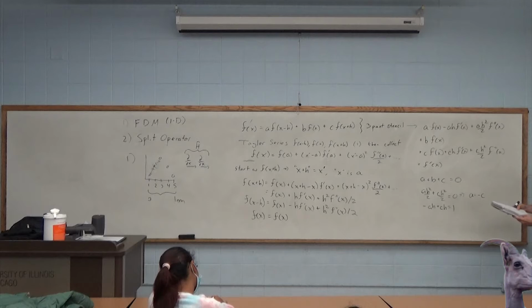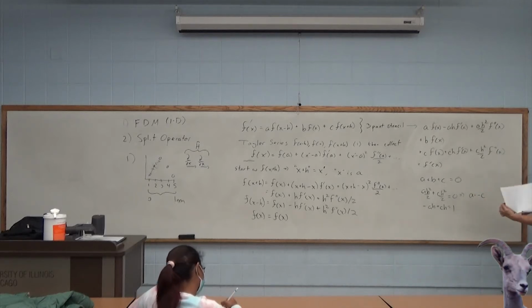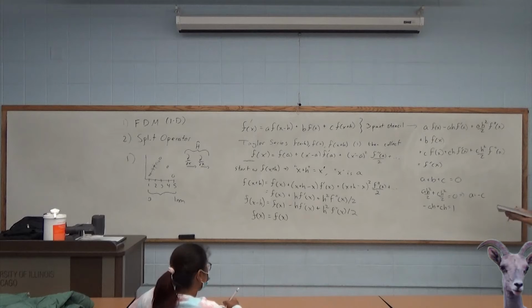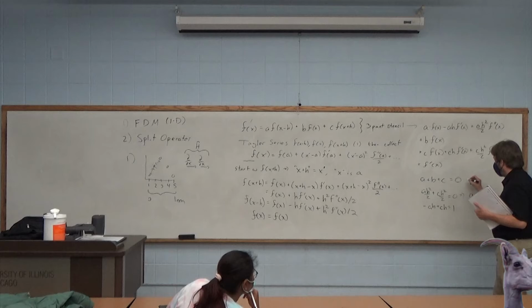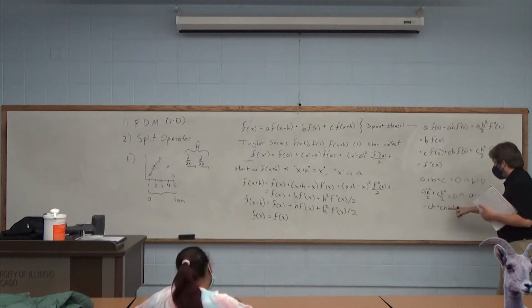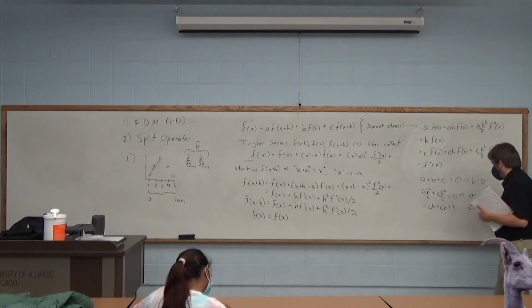Okay, if a is equal to minus c, then what do we got here? A is equal to minus c, and then we got b is equal to 0. And then we got, c is what? That's 2ch is 1.